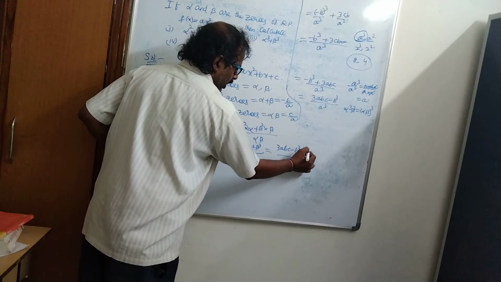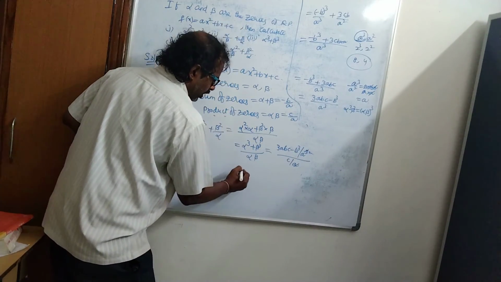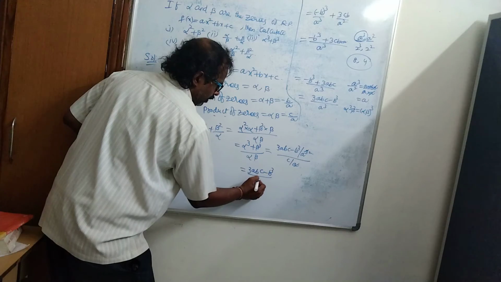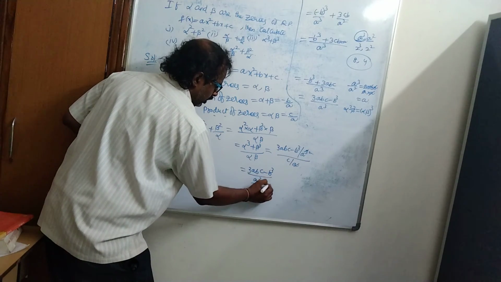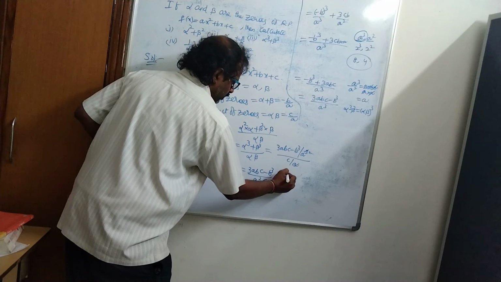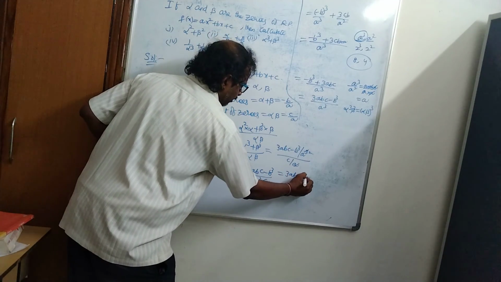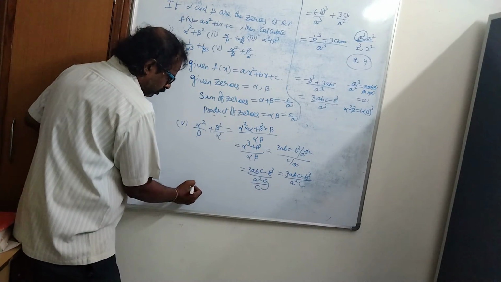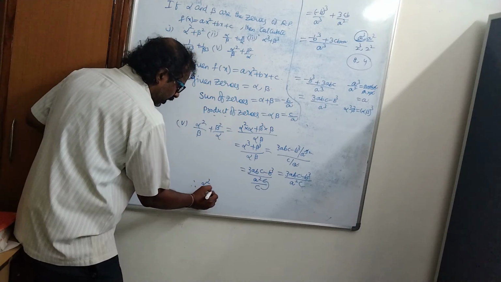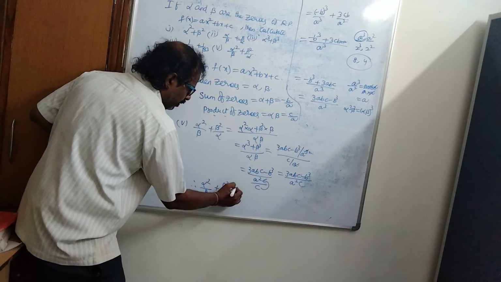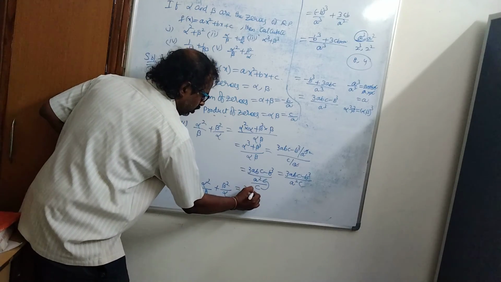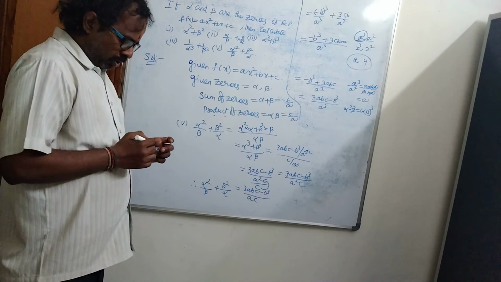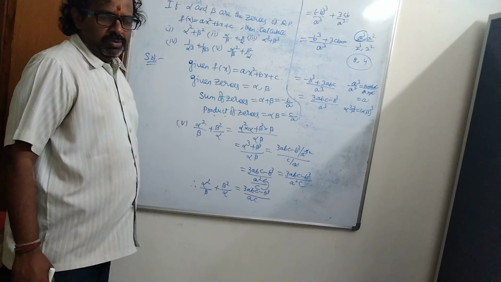So here one a and here one a will get cancelled. So that is equal to 3abc minus b cube by a square by c. We get this c here. So that is equal to 3abc minus b cube by a square c. Therefore alpha square by beta plus beta square by alpha is equal to 3abc minus b cube by a square c. So with this fifth one, today's problems are all solved.